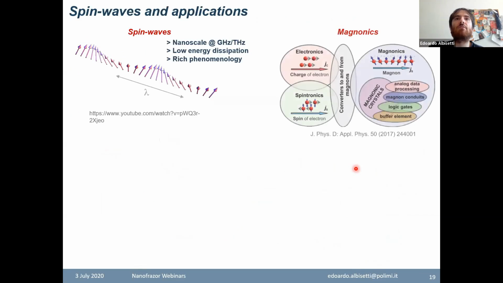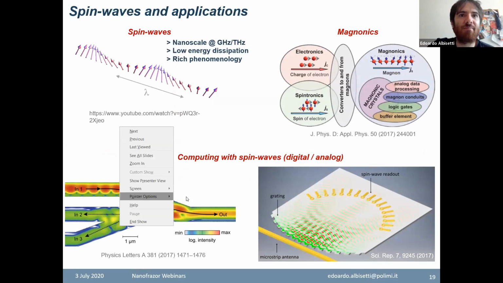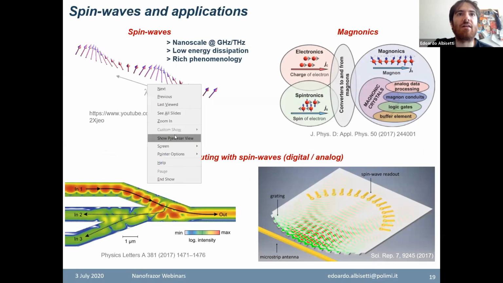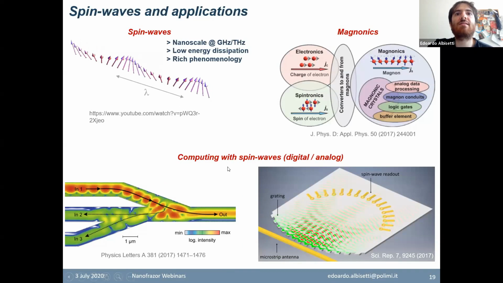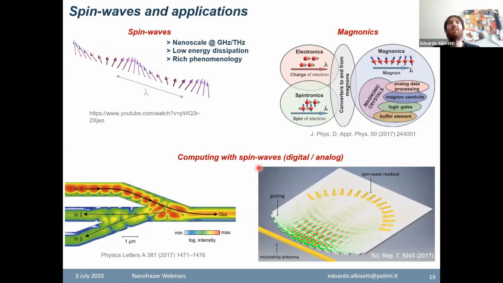Now we come to the main application, let's say, that we investigated so far. That is, let me see if I can start the video here. Okay, that is spin waves.